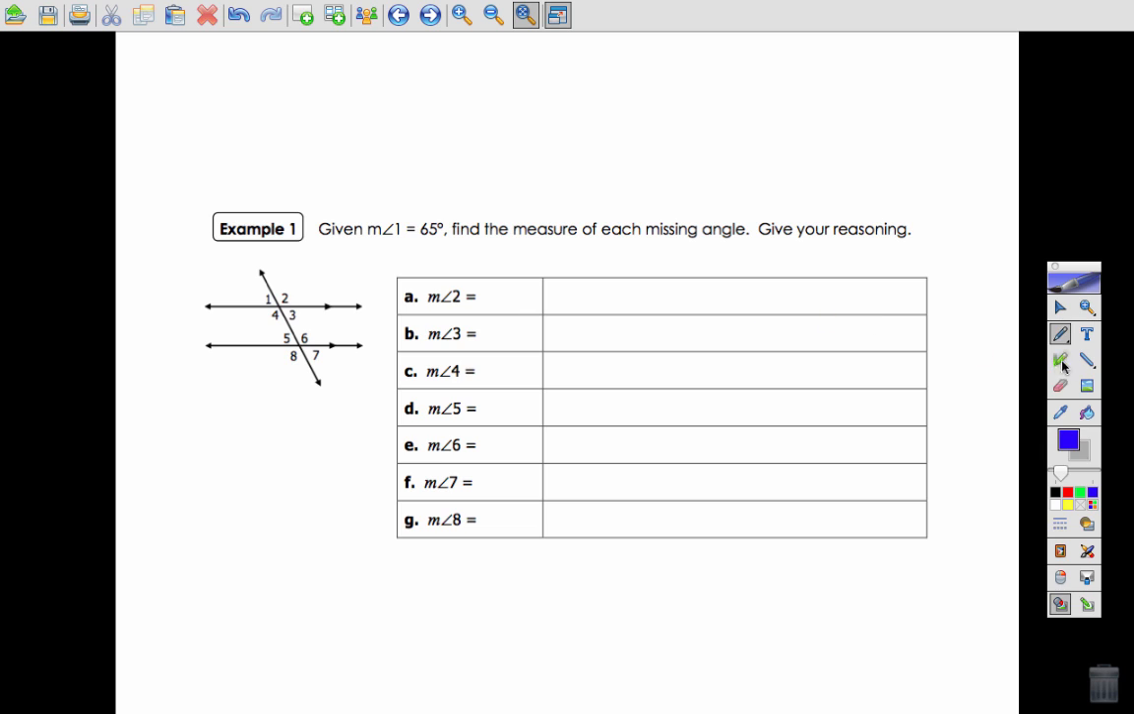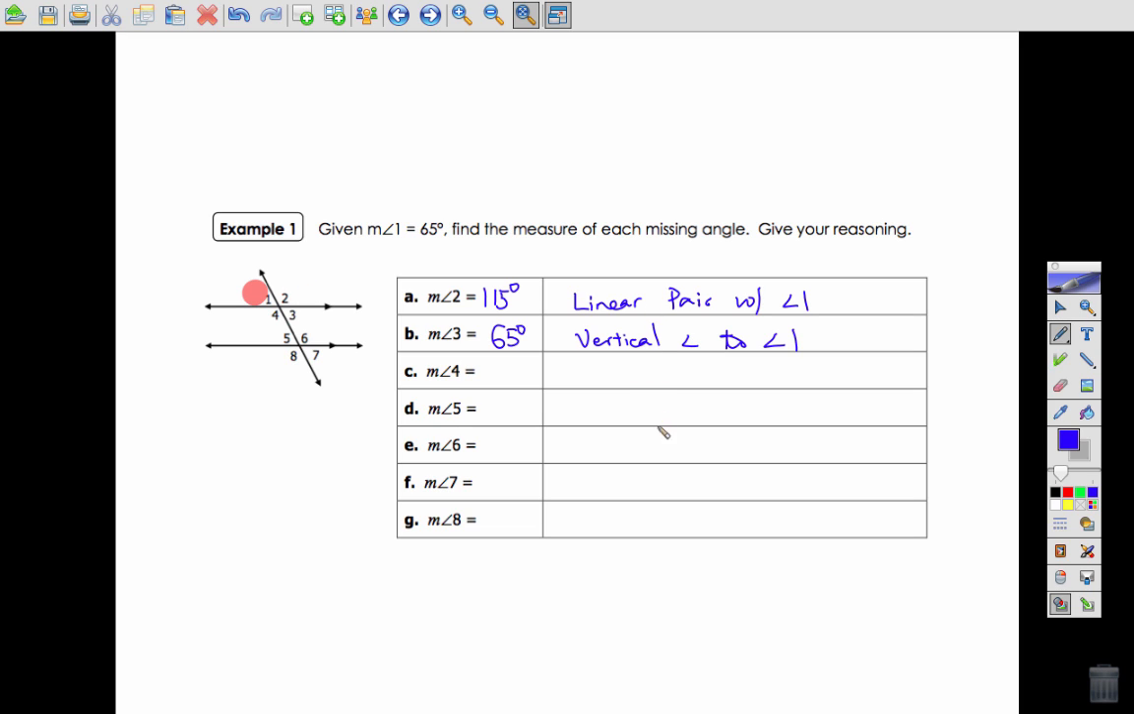Here's an example. I have angle 1 being 65. Angle 1 and angle 3 are vertical angles, so angle 3 must be 65 degrees. Now, if angle 1 is 65, angle 2 must be 180 minus 65, which gives me 115, because they are a linear pair. Angle 2 is a linear pair with angle 1.